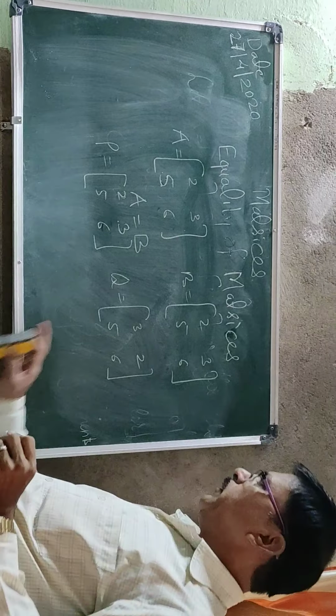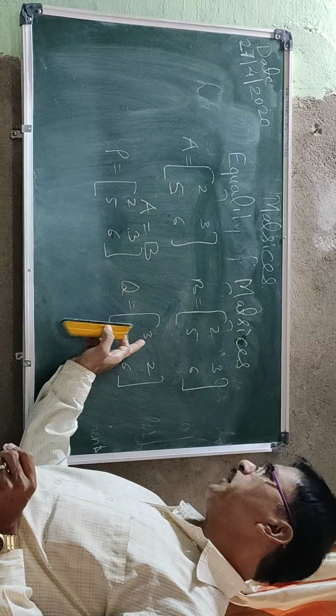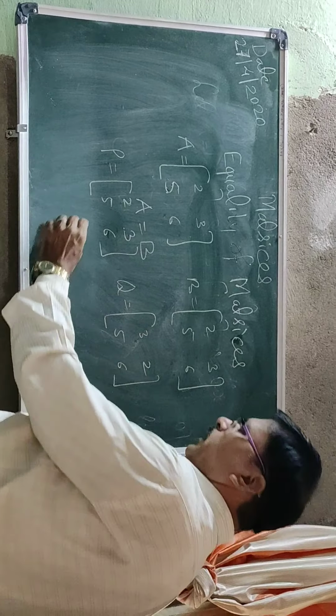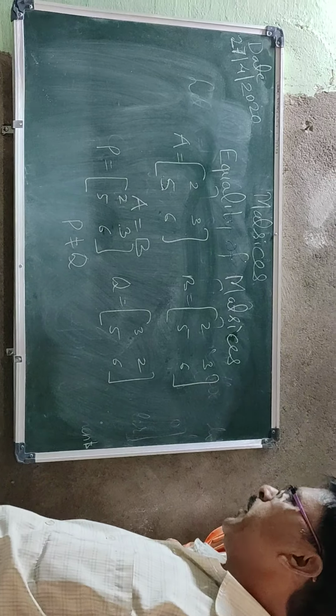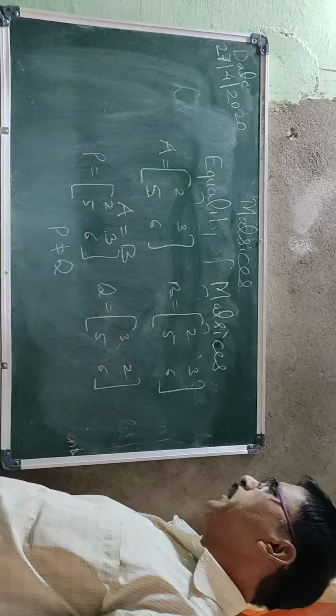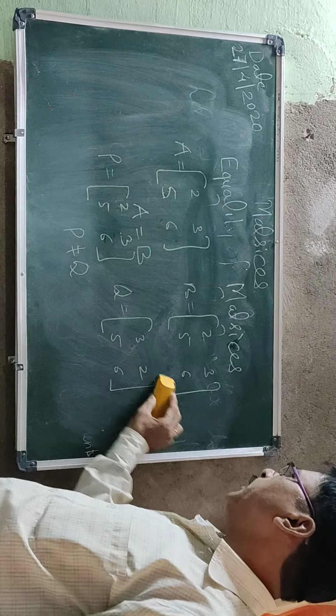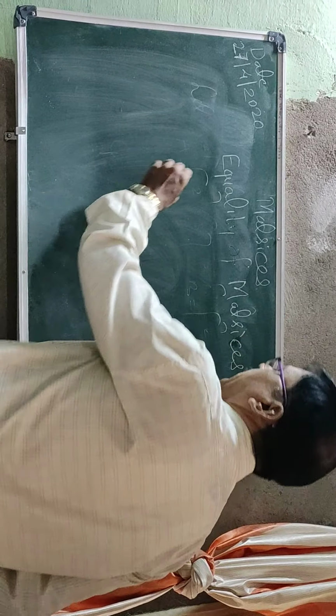Here you can see that the corresponding elements are not equal: 2 here and 3 here, and 3 and 2 there. So P is not equal to Q. The matrices P and Q are not equal. In the first case you can see that the two matrices are equal, but here the two matrices are not equal.